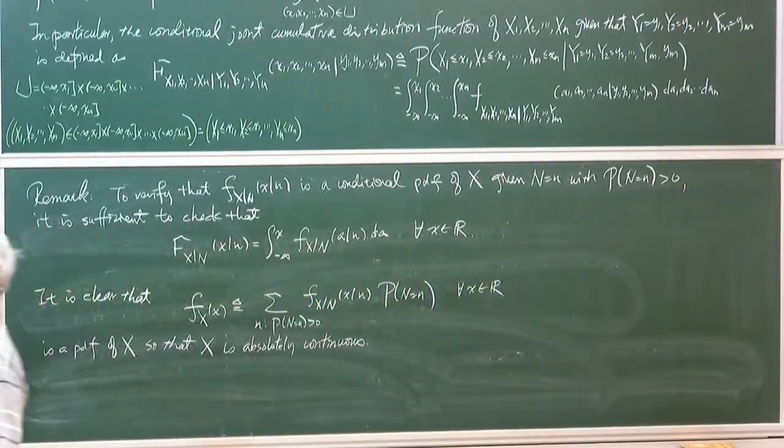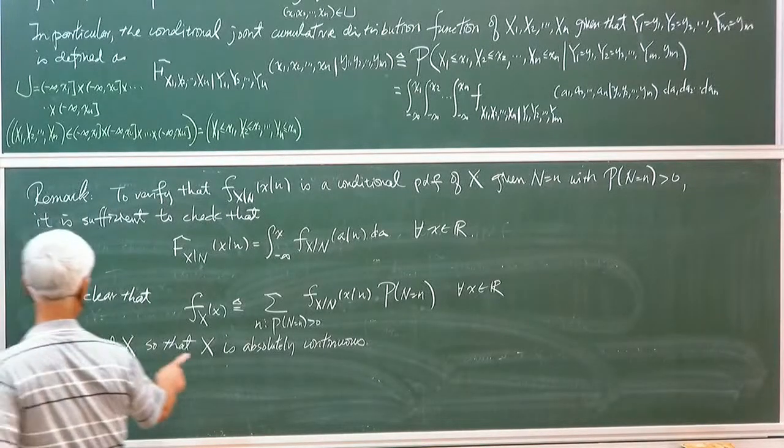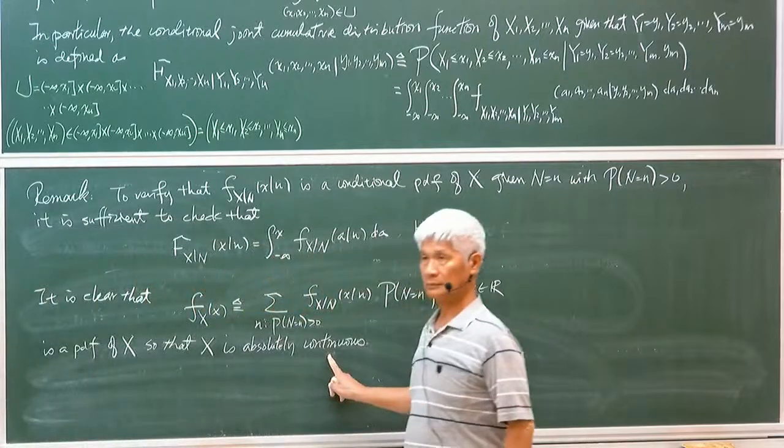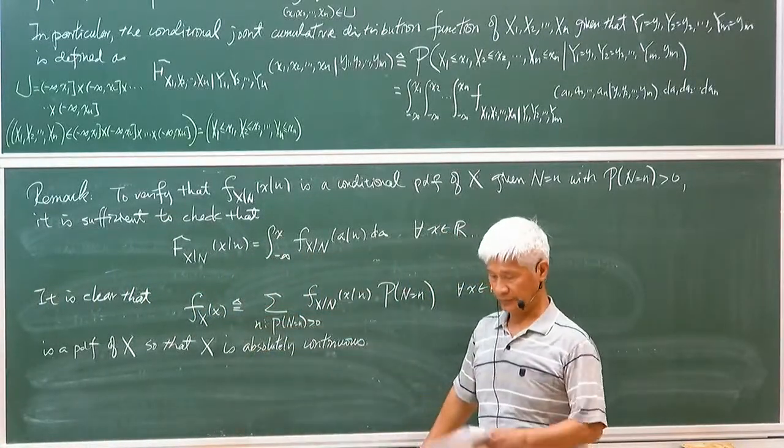So this condition is stronger than the condition that X is absolutely continuous. A random variable X that is conditionally absolutely continuous given a discrete random variable is also absolutely continuous. Why? Because we can find a PDF for it.